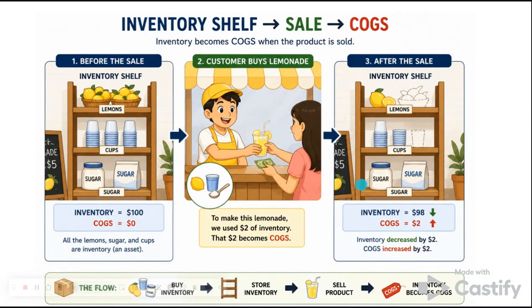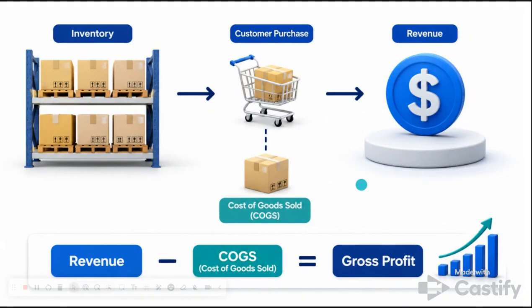Let's review. Inventory is products or materials waiting to be sold or used. Inventory is an asset. When inventory is used in a sale, it becomes an expense. And that expense is cost of goods sold. And the basic formula is revenue minus COGS equals gross profit. So next time you hear that a business made a sale, remember, revenue tells you how much came in, and COGS tell you what it costs to create the product, and the difference helps determine the profit.